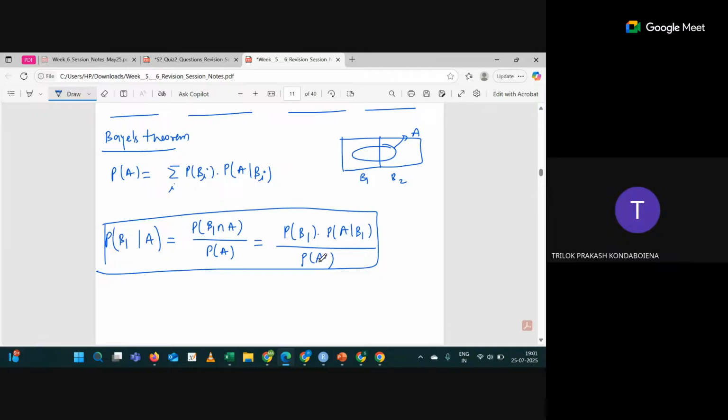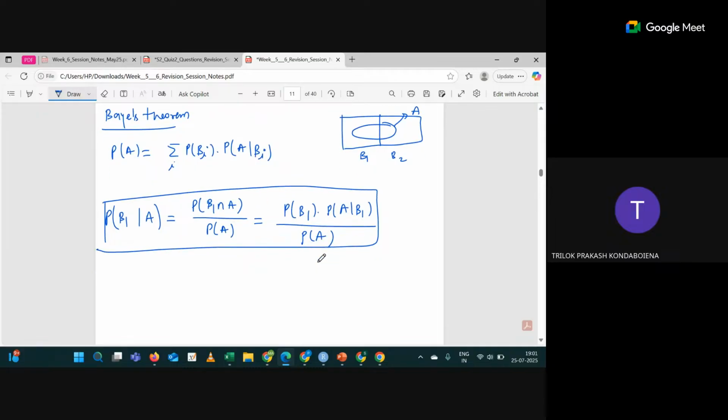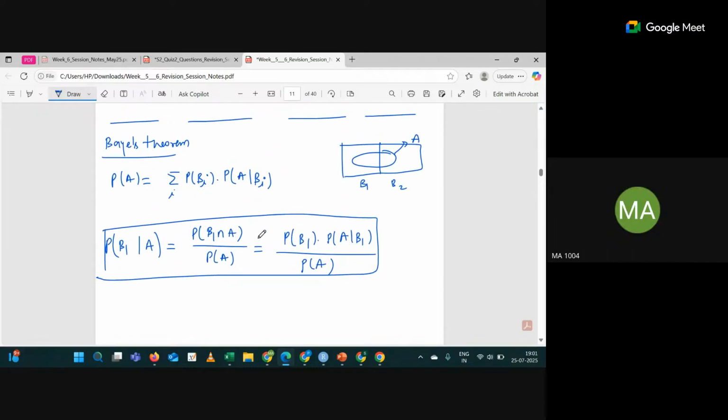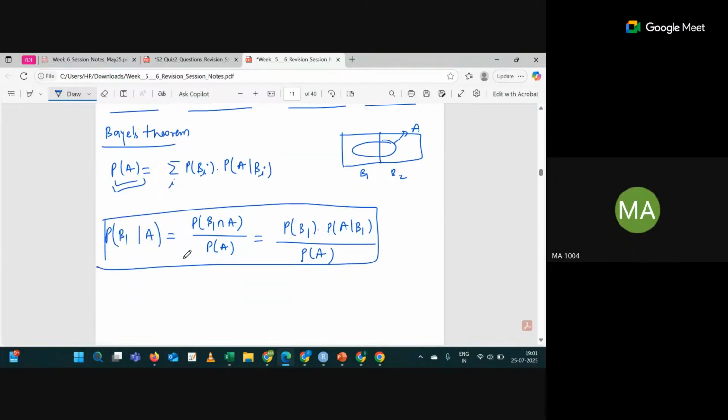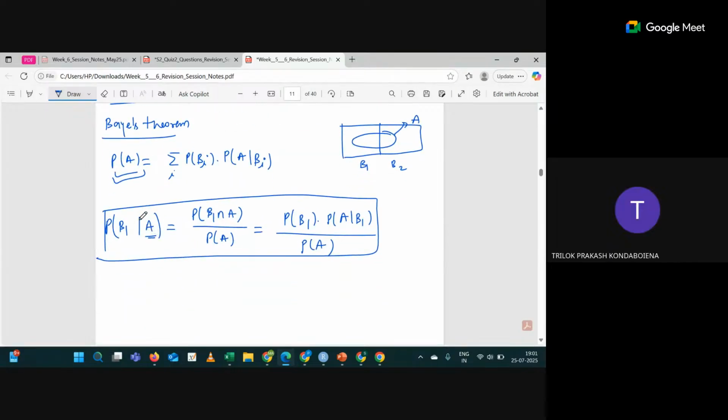So this is exactly the reverse of what we understood earlier. Earlier we got to know the probability of A provided B1 or B2 has occurred. That was the previous concept. Here, the question is, A has occurred, and what is the probability that it's from B1?